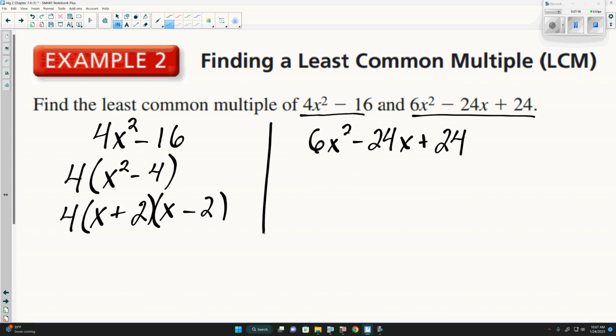Okay, let's look at the other one. 6x squared minus 24x plus 24. Is there a greatest common factor? 6. And if we factor it out, we have x squared minus 4x plus 4.